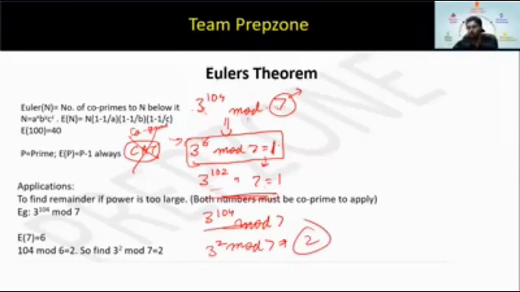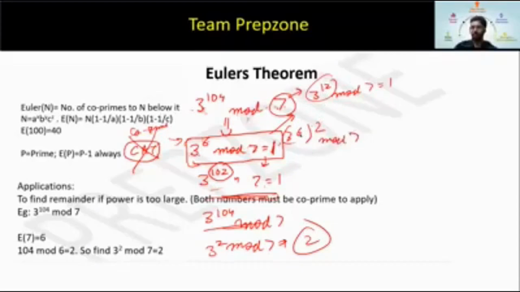Still, is there any doubt? Anyone? How is this 102? Okay. See, 3 to the power 6 mod 7 is 1, right? So I will say 3 to the power 12 mod 7 is also 1. Because 3 to the power 12 is basically the square of 3 to the power 6. That's it. So if 3 to the power 6 mod 7 is 1, 3 to the power 12 mod 7 is also 1, because I can break this as 3 to the power 6 mod 7, which is 1, 1 square, which is 1. Hence, what is the nearest multiple of 6 to 104? Nearest multiple is 102. Okay, so this is clear.